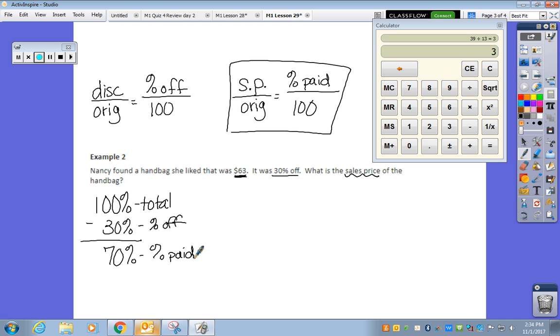So now what I'm going to do is, once again, I'm given a percent, so I'm going to flip these two fractions around and put the percent first. So 70 goes over 100. The handbag was $63. This is the original price, so that will go here. And then what I'm going to get from that information is my sales price.